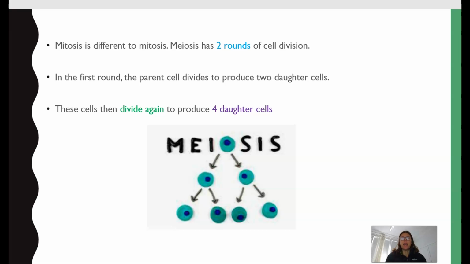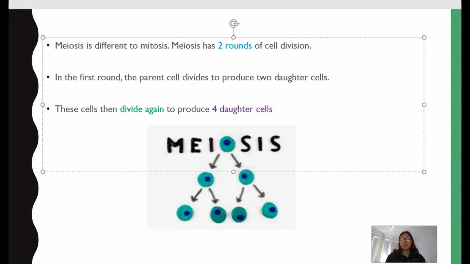So I'd like you to put a heading in your book, meiosis, and I want you to take down a couple of notes. So meiosis is different to mitosis, and I actually can see that I have a mistake there, and I hope you picked it up. It's now been changed. So meiosis is different to mitosis. It has 2 rounds of division. The first round divides to produce 2 daughter cells, and the second produces our 4 daughter cells. You may even want to just draw a little diagram there just to help you remember that in a diagrammatic form.